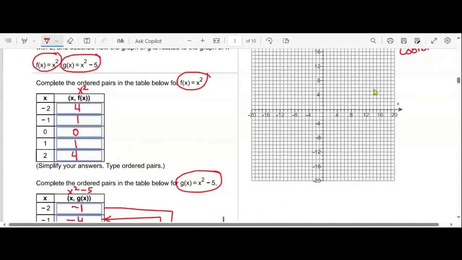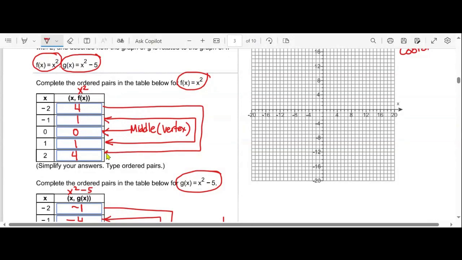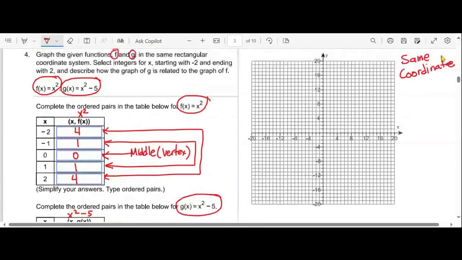Okay, let's take a look here. Which one is the middle point? This is called the vertex, right? And you see this one is repeated, and this one is repeated. So that's how you check your answer to make sure that you're right.